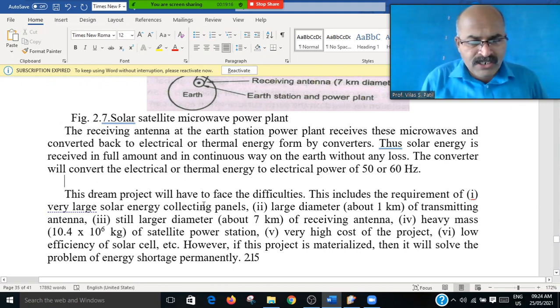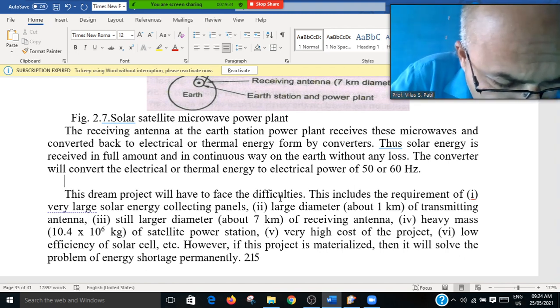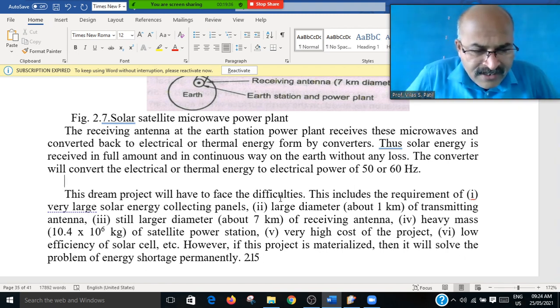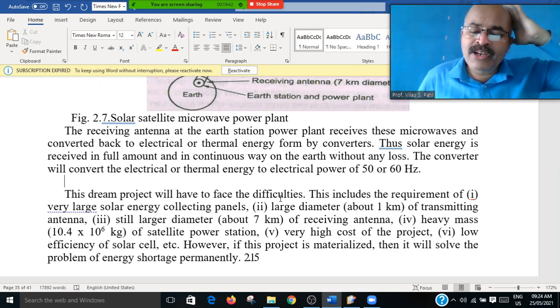This dream project will have to face difficulties, and this includes the requirement of very large energy collecting panels. And second, the diameter of the transmitting antenna is about 1 km, and the receiving antenna is still larger in diameter. We have to install a 7 kilometer antenna down on the earth.